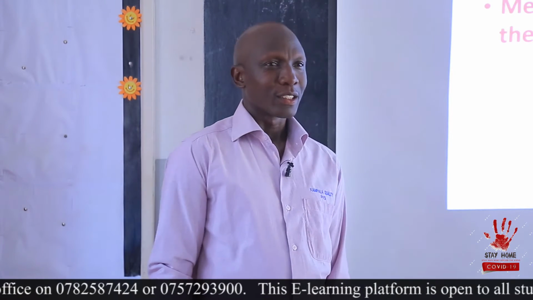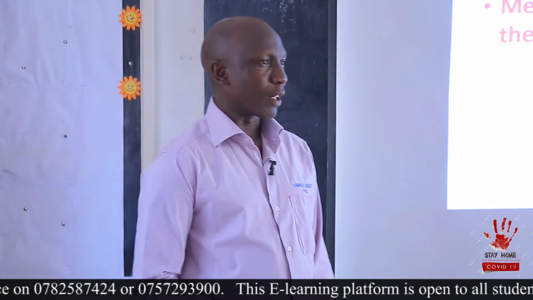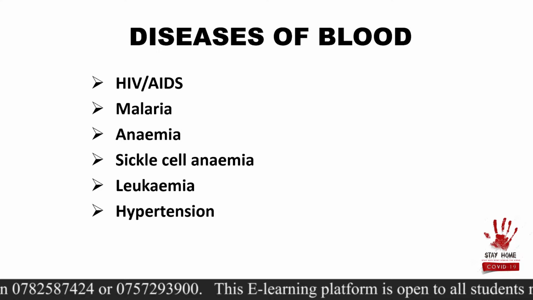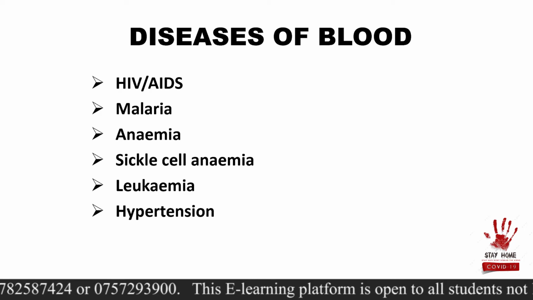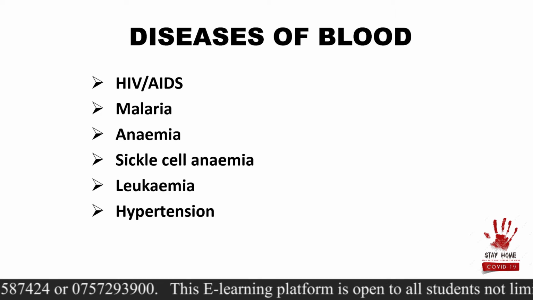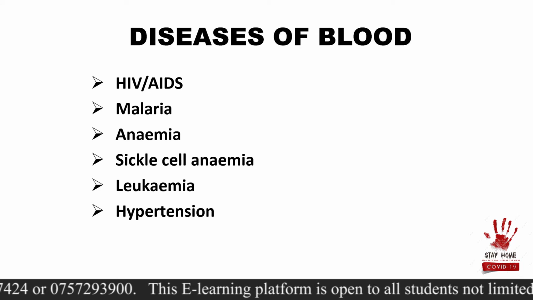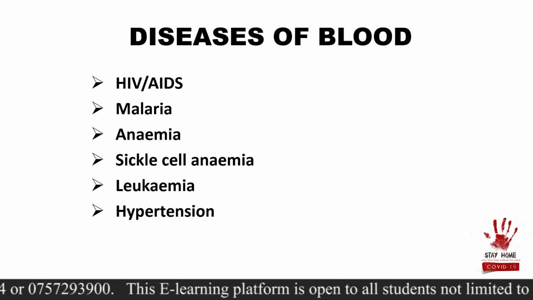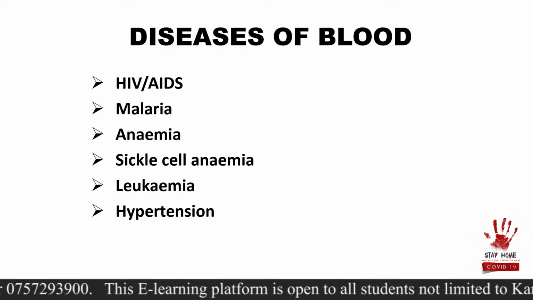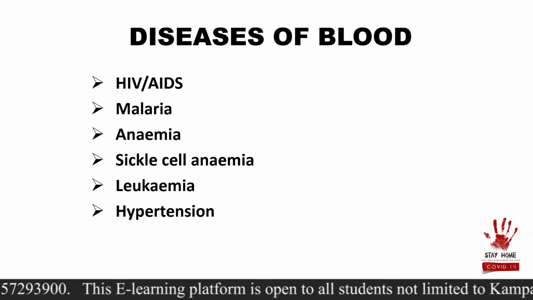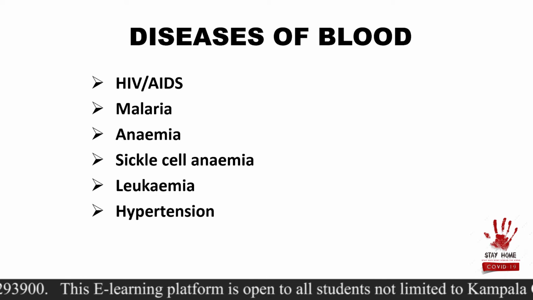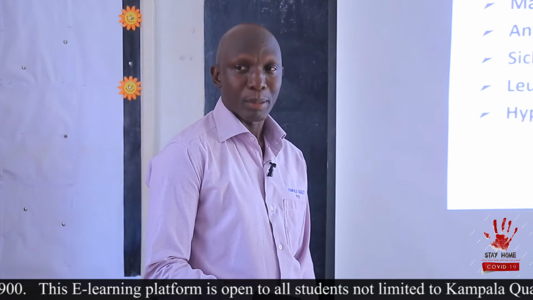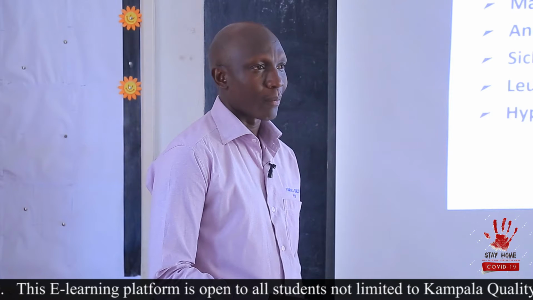All right. Let's check if you're right. Could you be having any of these? The first one is HIV/AIDS. Then we have malaria, anemia, sickle cell anemia, another disease called leukemia, and then hypertension. These are basically among the few diseases which affect our blood.